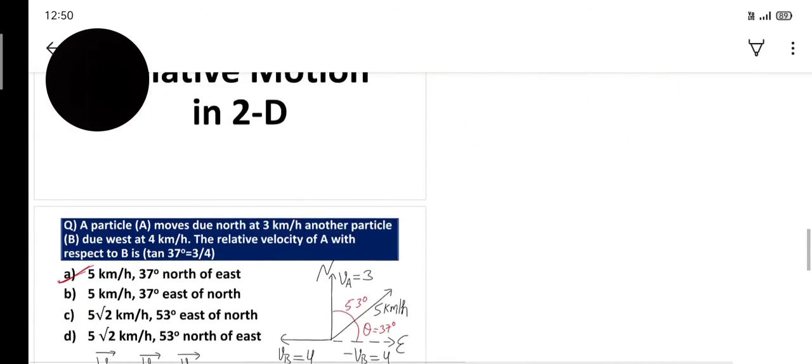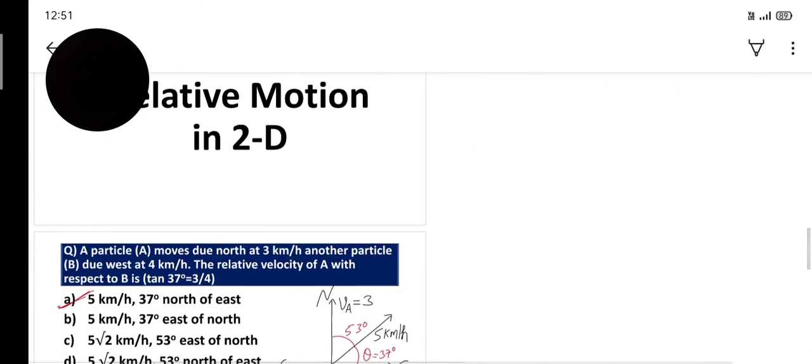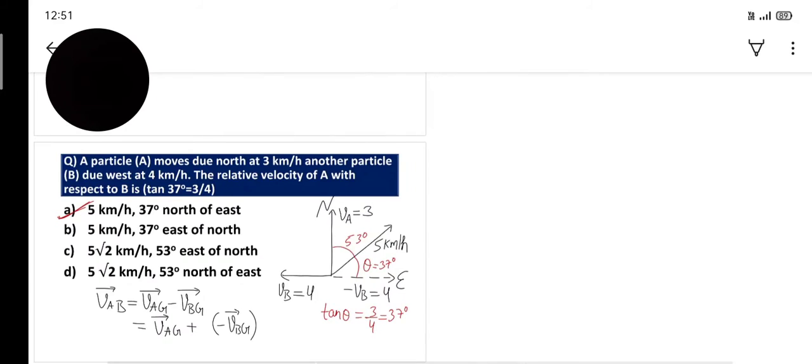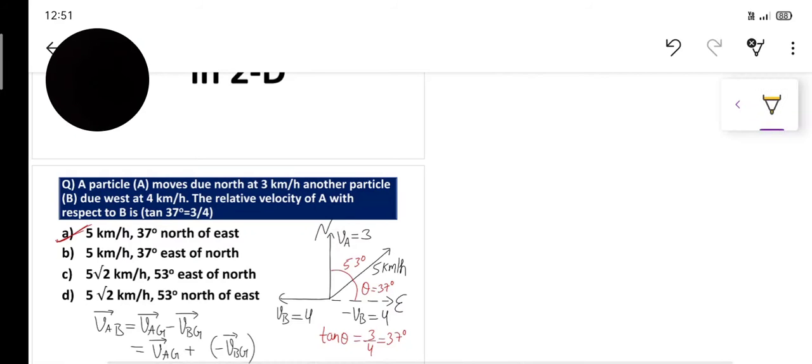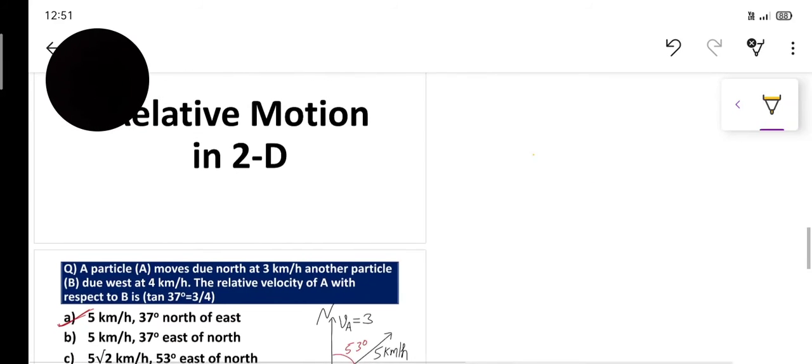Okay, let's do the next question, relative motion in 2D. One thing to remember, I'm not here to explain. I only do questions for my revision, and you can revise with me, or you can pause the video and solve it using other sources. Now let's do this question.